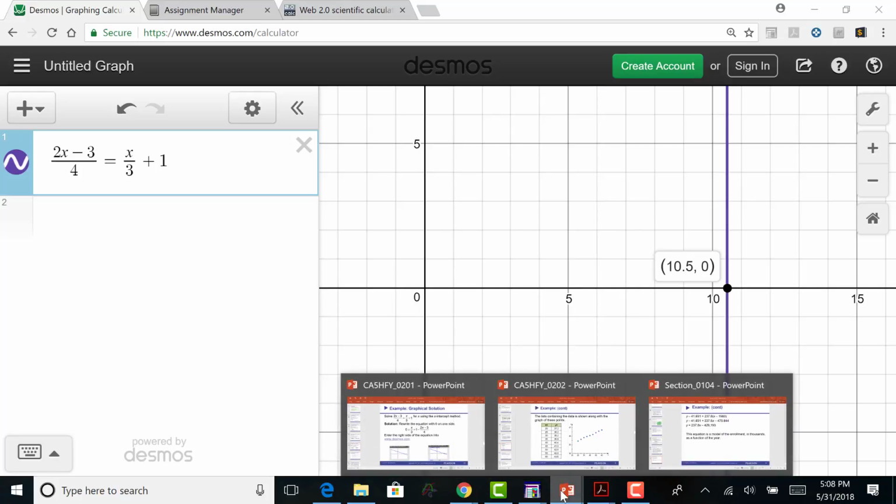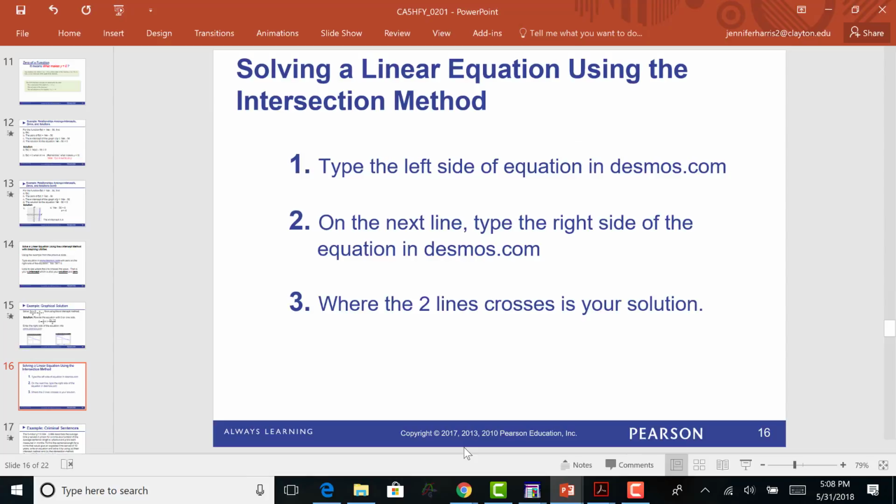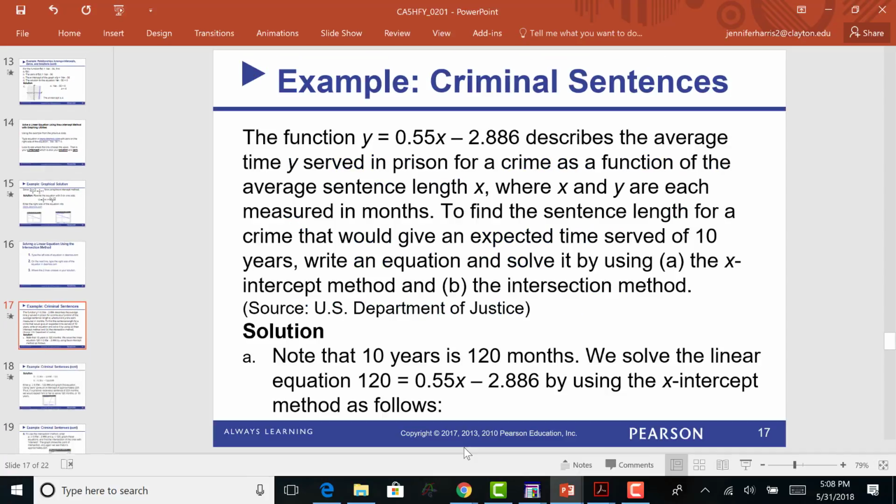All righty, so we just said that. I just showed you how to do both of what we just wrote on the screen here. So again, of course, you can put the left side in the Desmos and then go down to the next line and put the right side in and see where they cross. We just did that. All right, last one and then we'll stop.